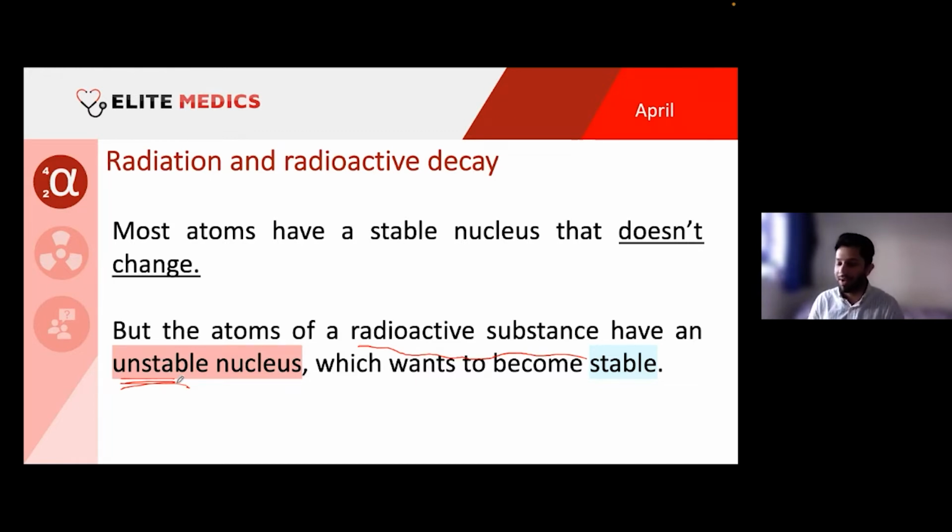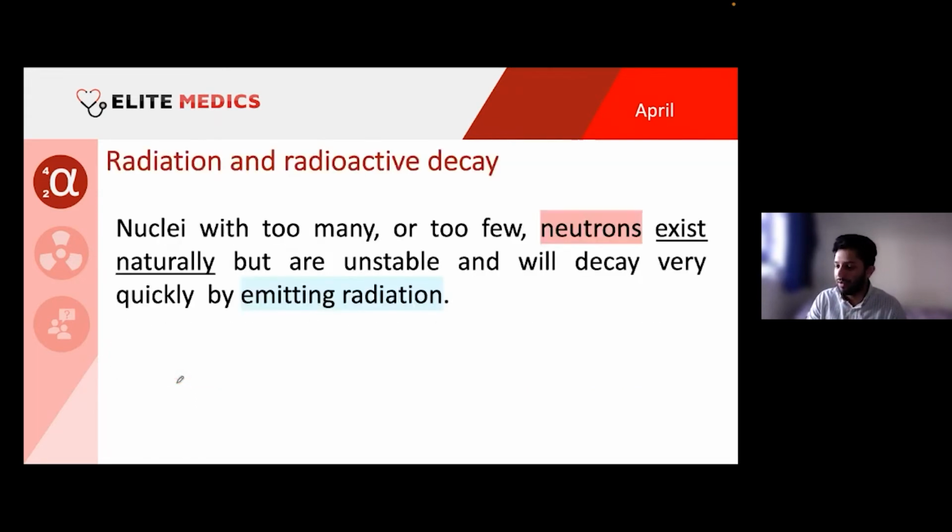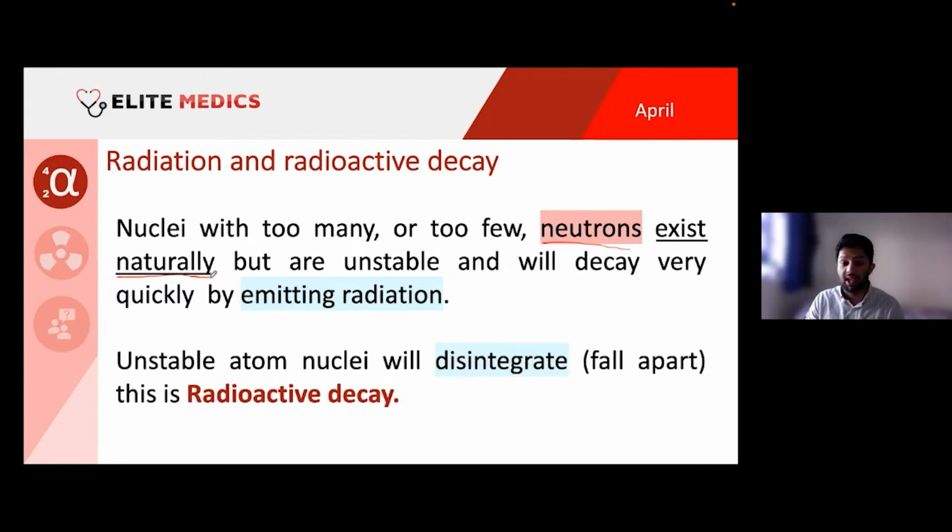Because why wouldn't you? Imagine if you were just teetering on a skateboard or something. Of course, you're going to fall off, and by that point, you'll be stable. That's what the atom really wants to do. It just wants to fall off, lose a bit of energy, and become stable so that it doesn't have to constantly be teetering on a skateboard. Okay, so nuclei with too many or too few neutrons exist naturally, but are unstable and will decay quickly by emitting radiation, which is exactly what I mentioned before.